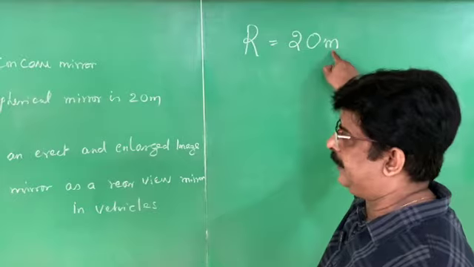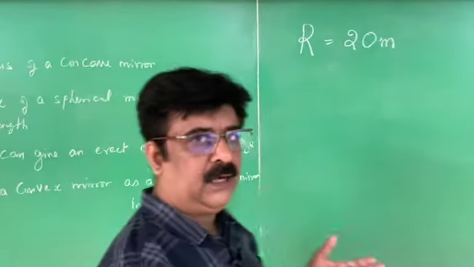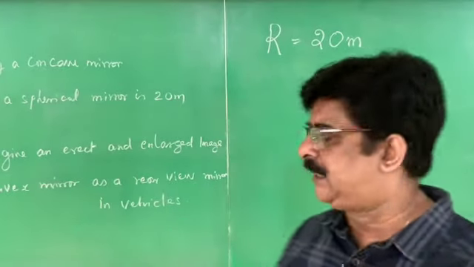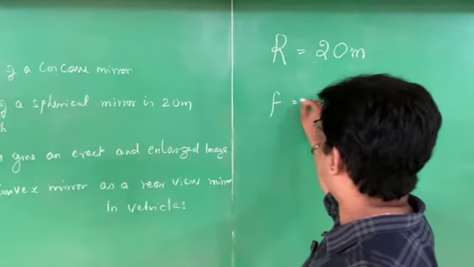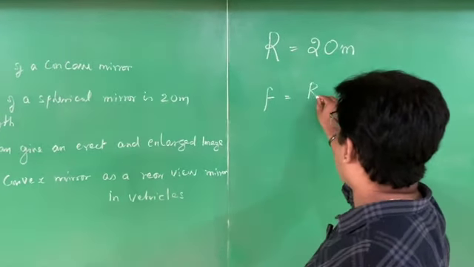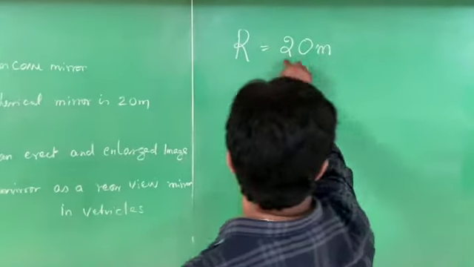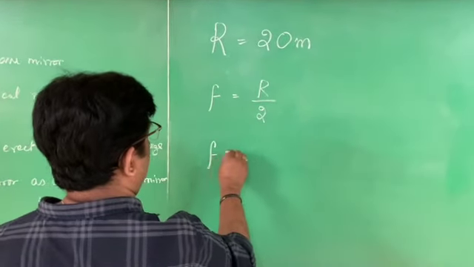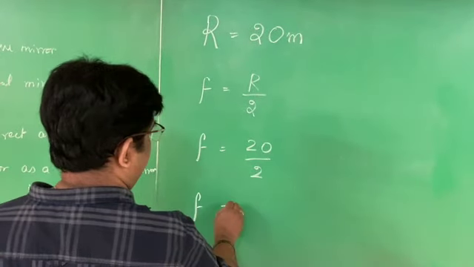Radius of curvature. What is its focal length? You have to find the focal length. What is the equation for finding focal length? What is the relationship between focal length and radius of curvature? F is equal to R by 2. F is equal to R by 2. R is given as 20 meter. Therefore, F is equal to 20 divided by 2. 20 divided by 2 is 10 meter.